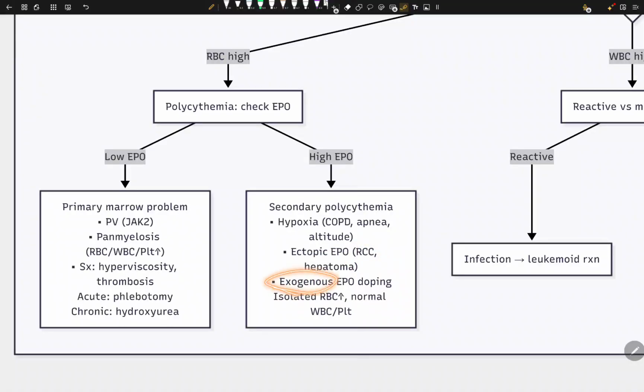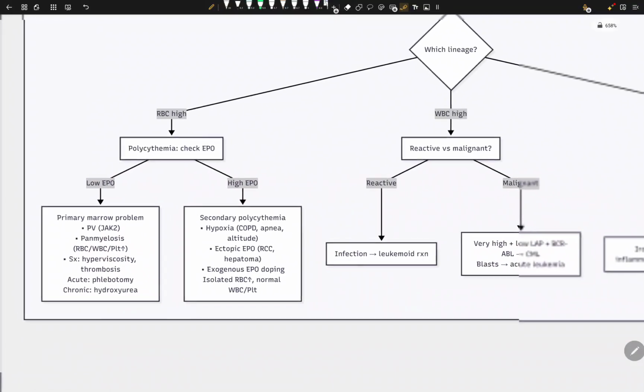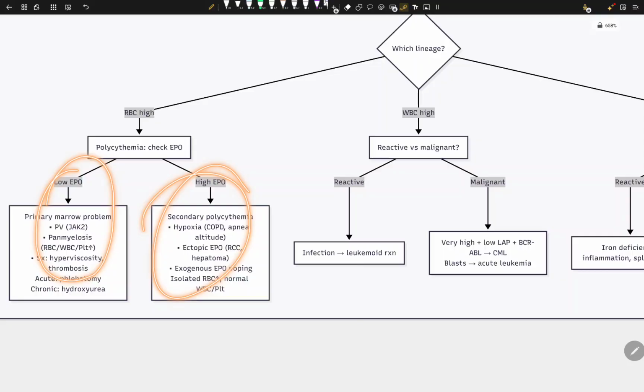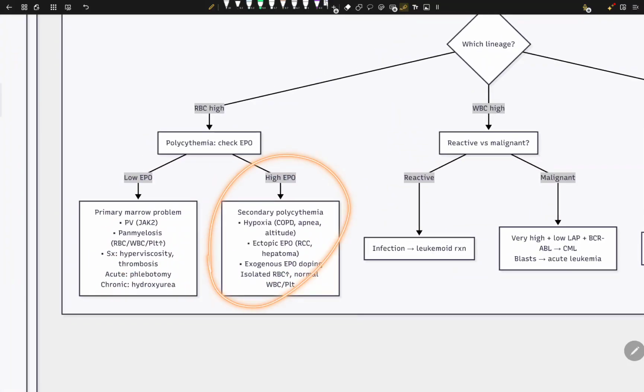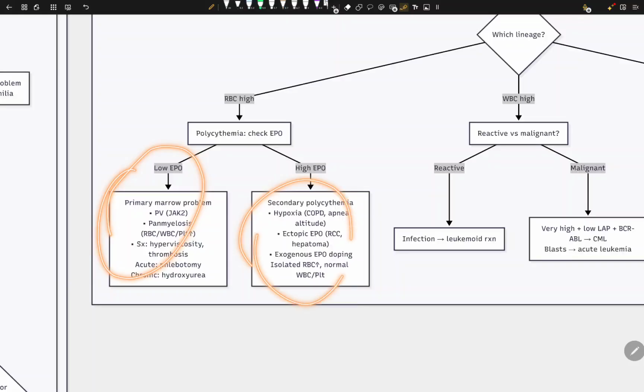And then we have exogenous EPO, right? We are giving EPO exogenously. Someone else is giving doping, right? Isolated RBCs, right? Simple stuff. Okay, so high EPO versus low EPO. Polycythemia is primary or secondary. You must think primary should be high EPO, but it's actually the opposite. The primary has low EPO and the secondary has high EPO.